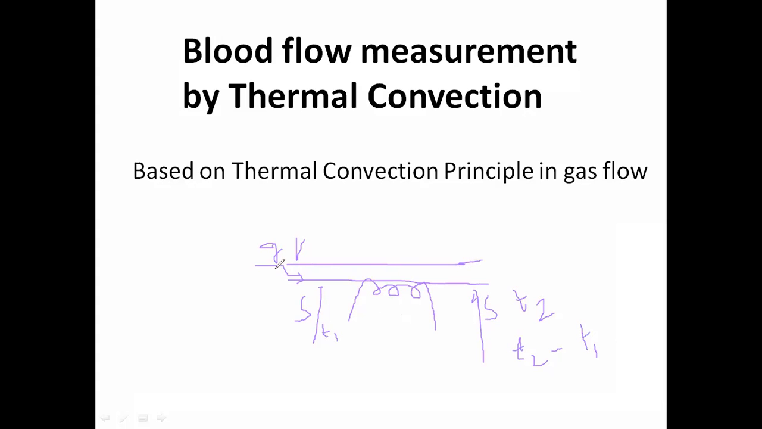Suppose the velocity of the gas is increased, or more speed is there. Then the contact region of the heat will decrease. The absorbing rate of the heat by the gas will decrease, and due to that, the difference of the temperature will decrease.